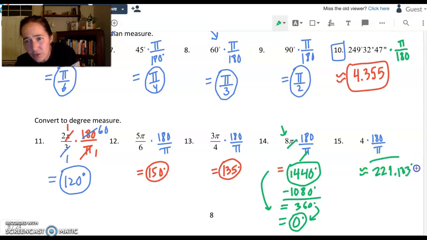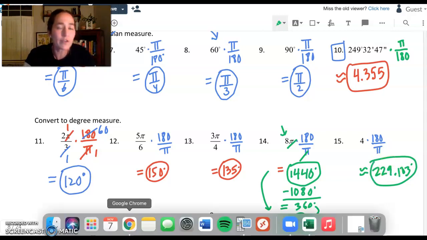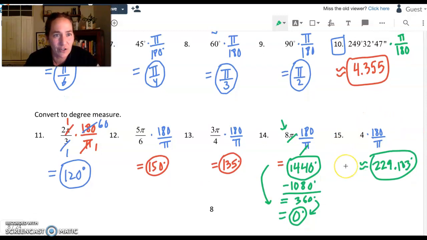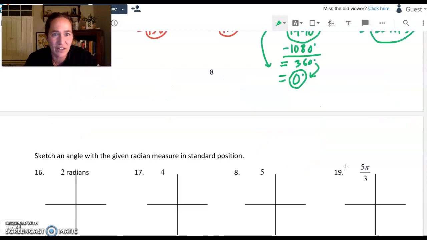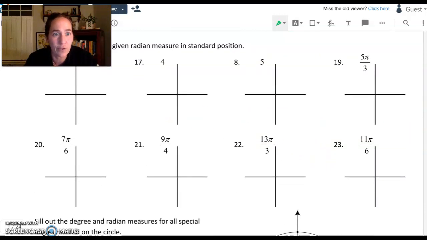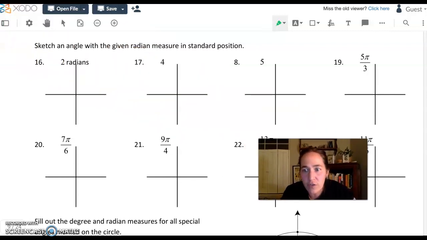So it's really good to know how to convert back and forth. Second thing, what if we don't always want to have to convert back and forth? We want to be just as comfortable drawing and placing angles in their correct quadrant, whether they're given in degrees or radians. So I wanted to look at the next page where we are challenged to sketch a few angles in standard position. And these are given, the first ones are given in radian measure.